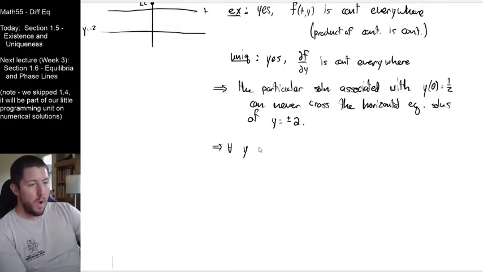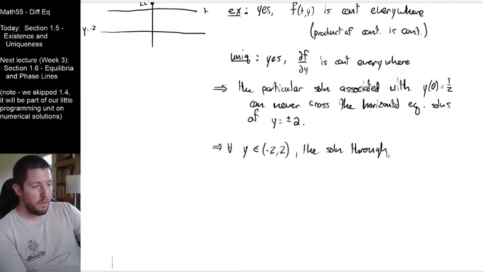So for all y contained in -2 to 2, the solution through 0,y will remain within -2 to 2 for all time.